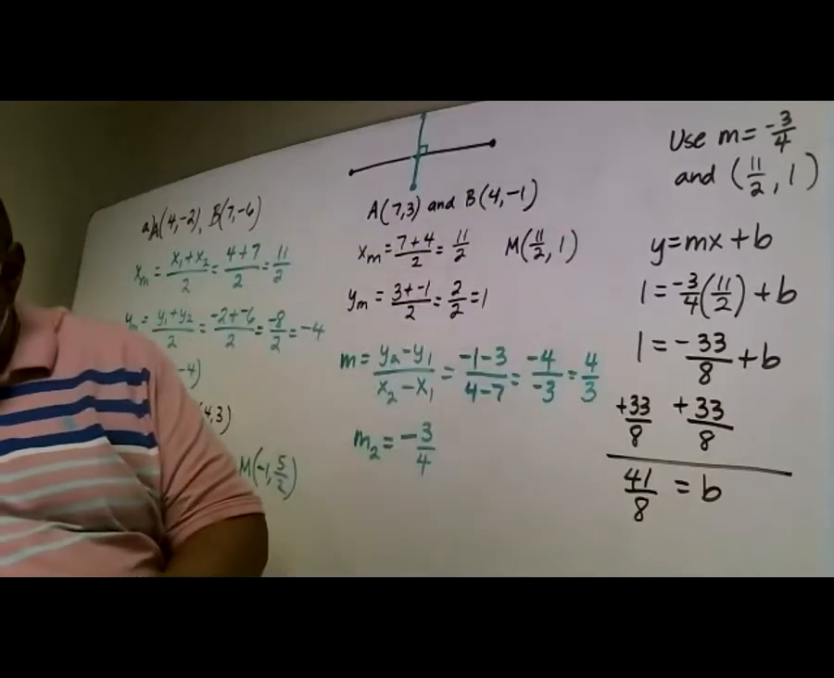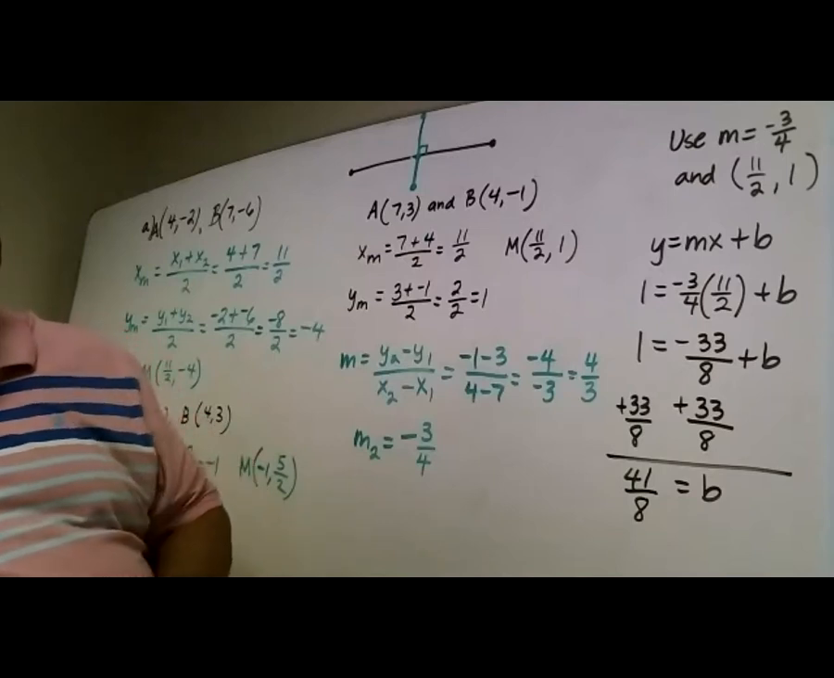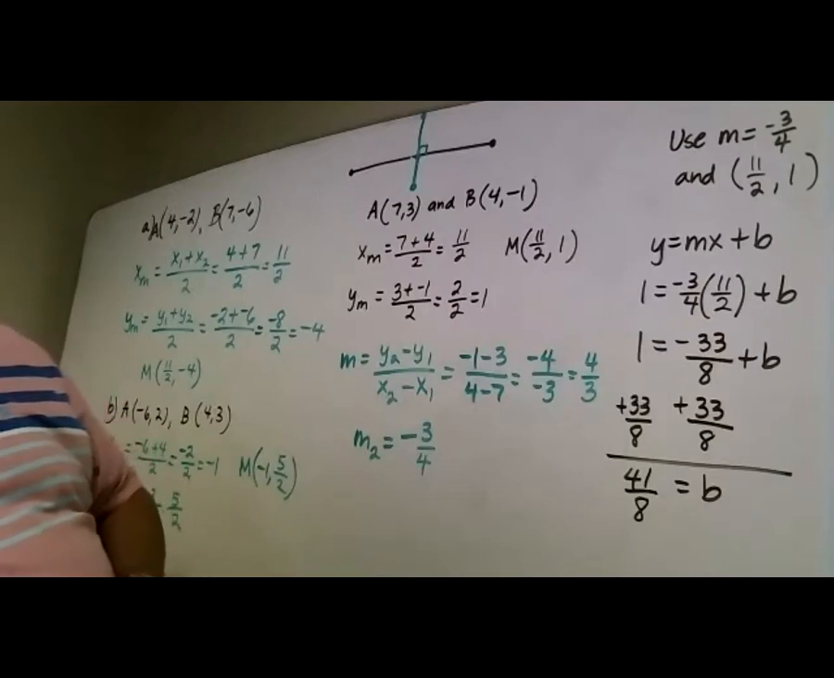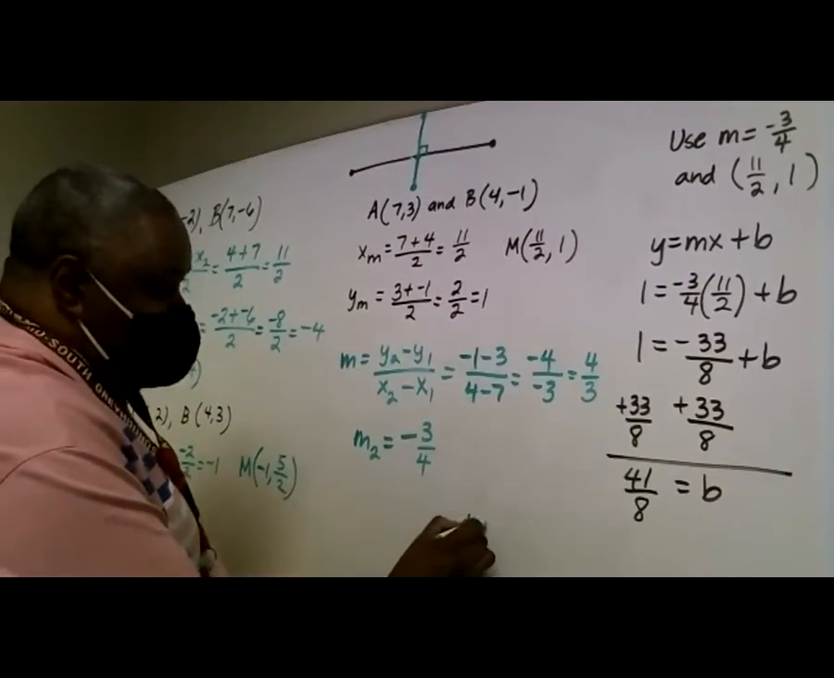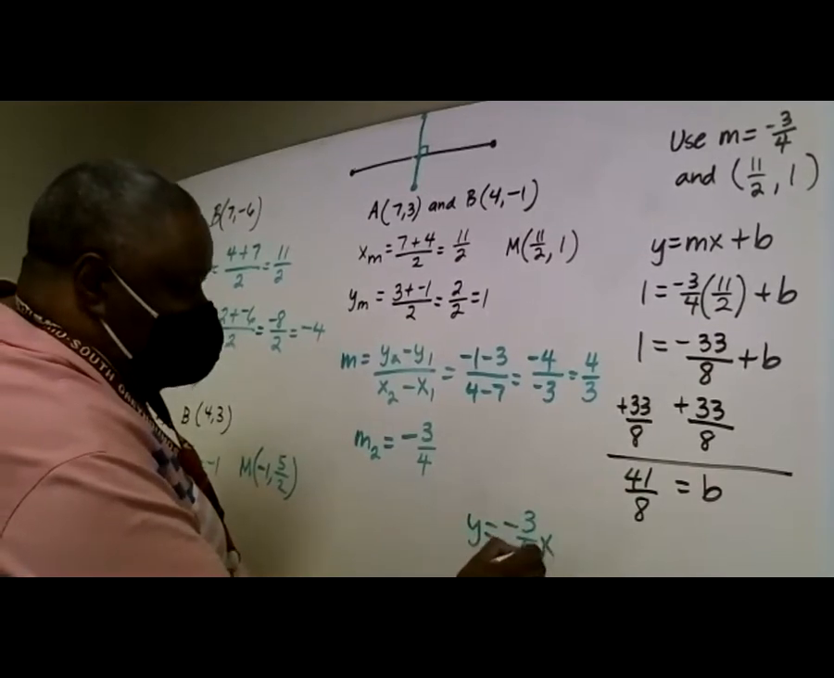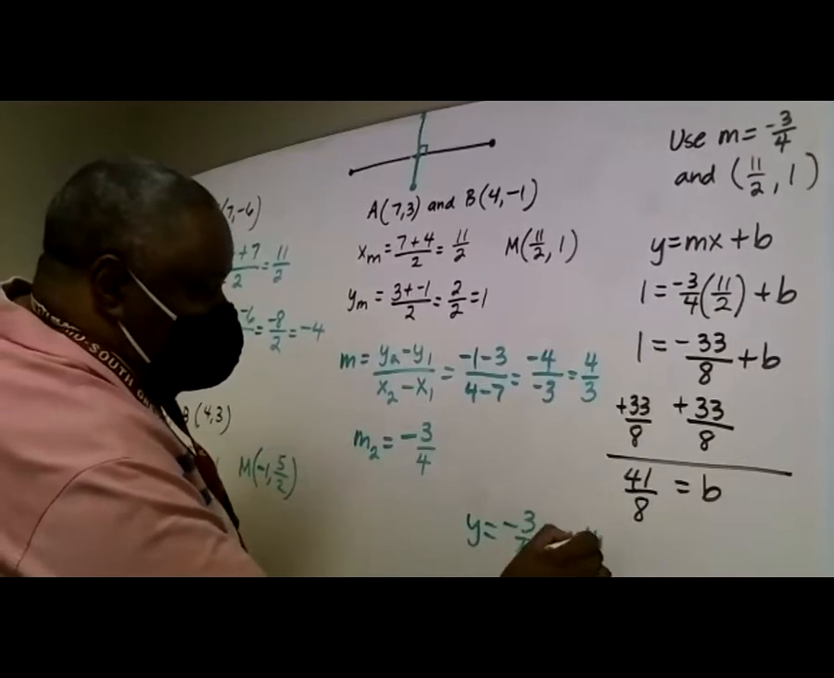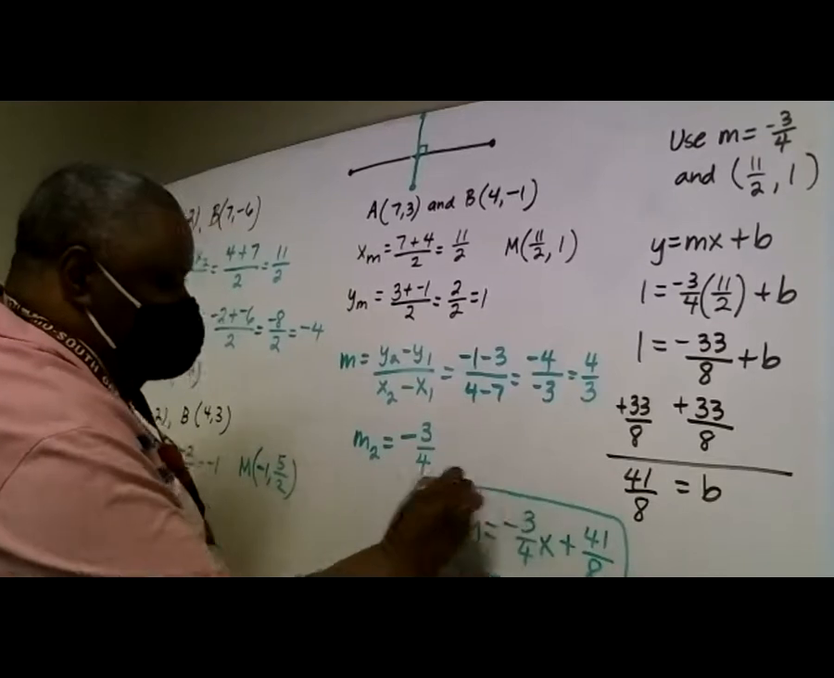So the equation of the line that is the perpendicular bisector of AB is going to be y equals -3/4 x plus 41/8.